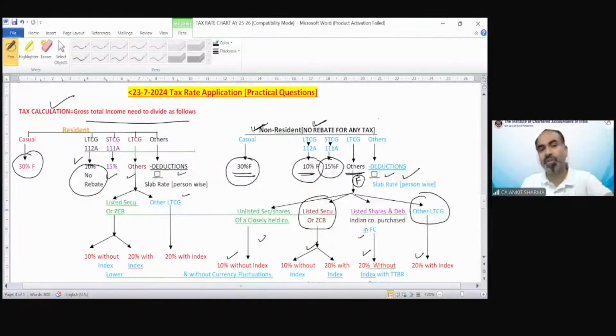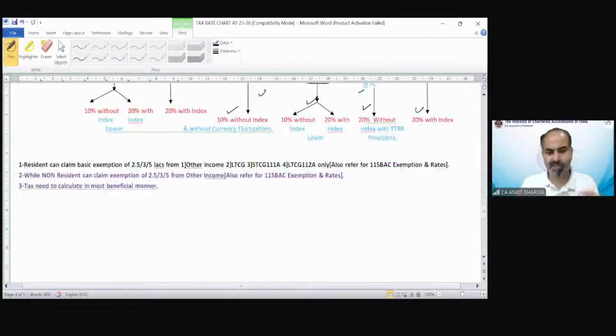So that was the provision before 23rd of July 2024. Almost the same provision is for this category. The diagram we have explained. You can see a resident can claim basic exemption of 2.5, 3 and 5 lakh from other income, then from long term, then from short term, then from 112A only. Also refer to 115BAC exemption and rates. While a non-resident can claim exemption of 2.5 lakh from other income only, refer 115BAC exemption limit. Tax needs to be calculated in the most beneficial manner.